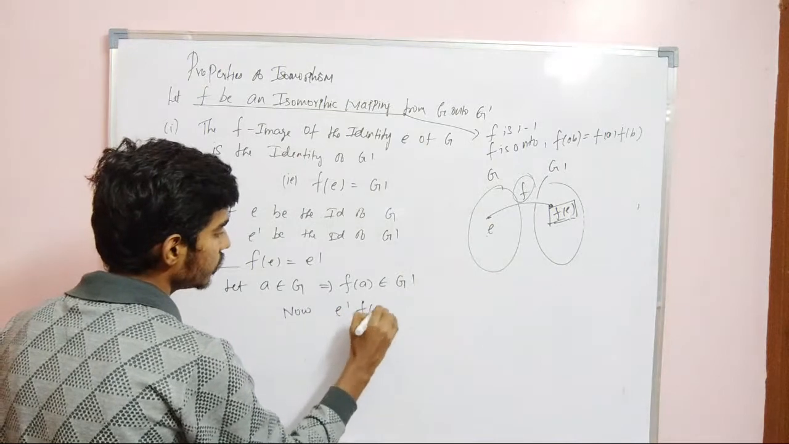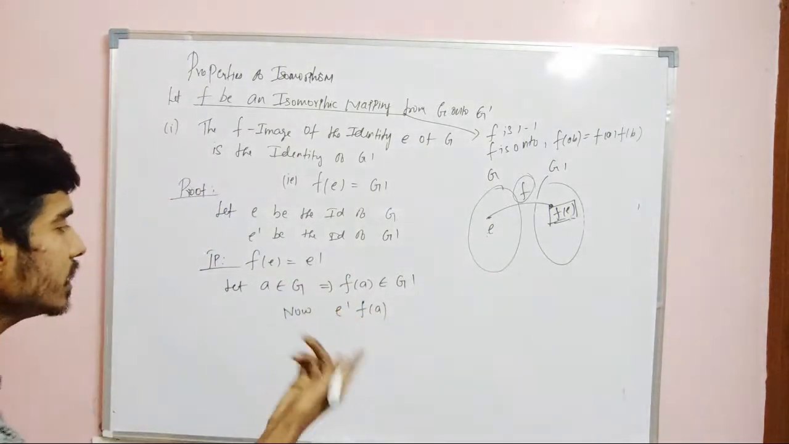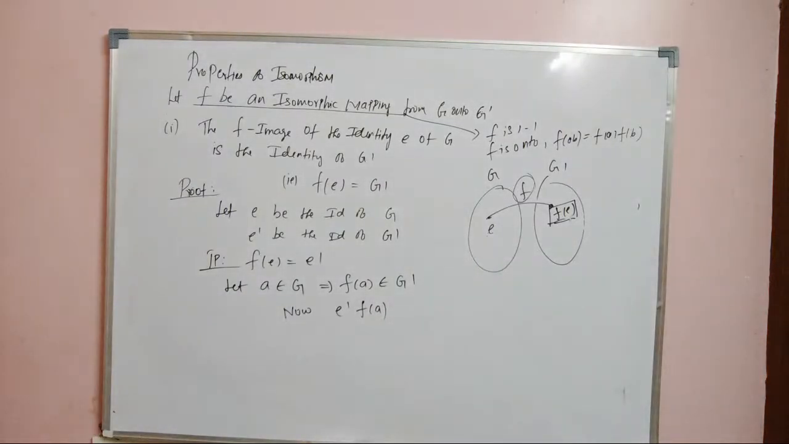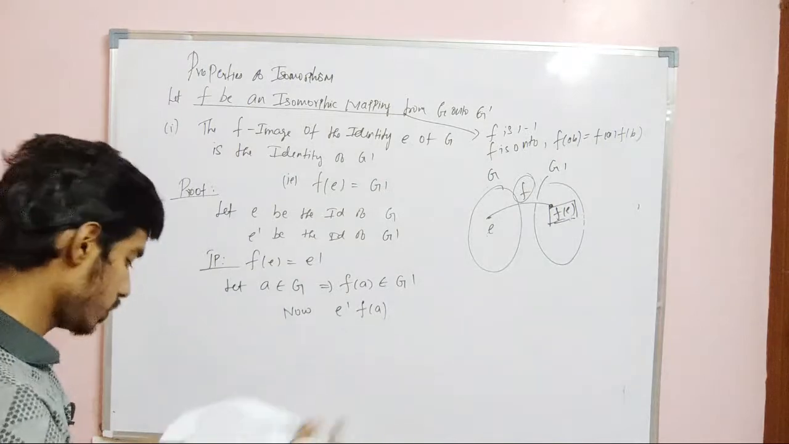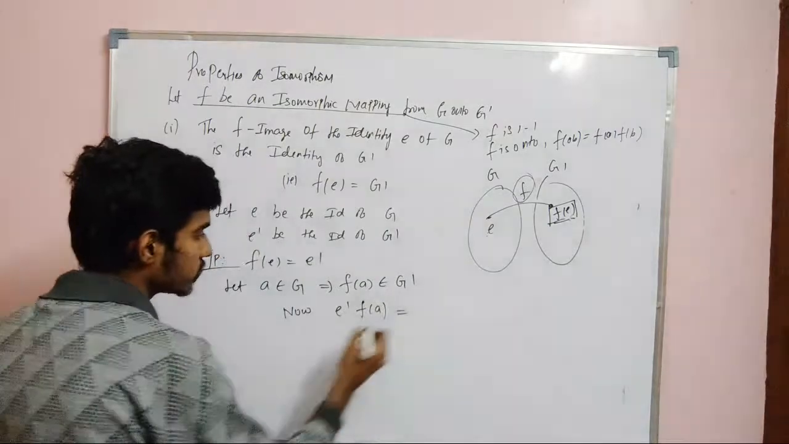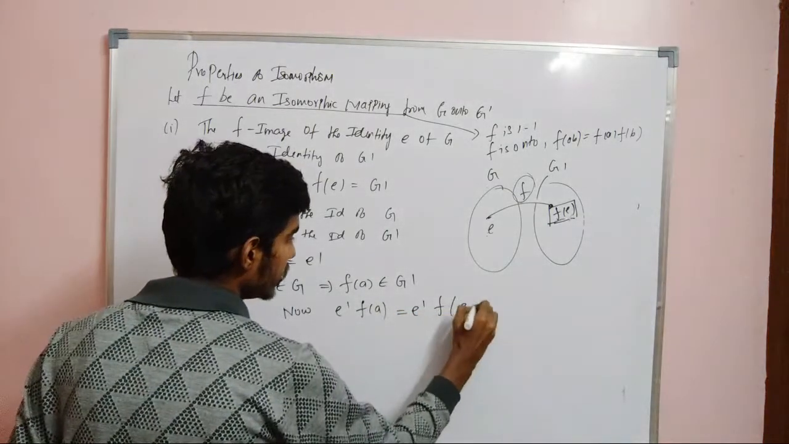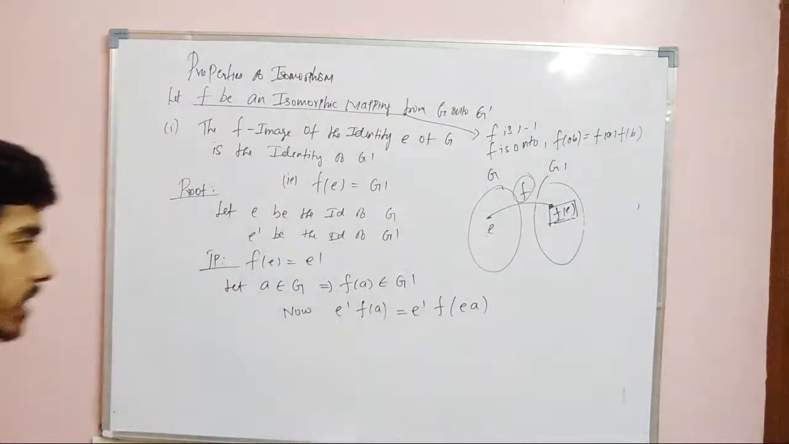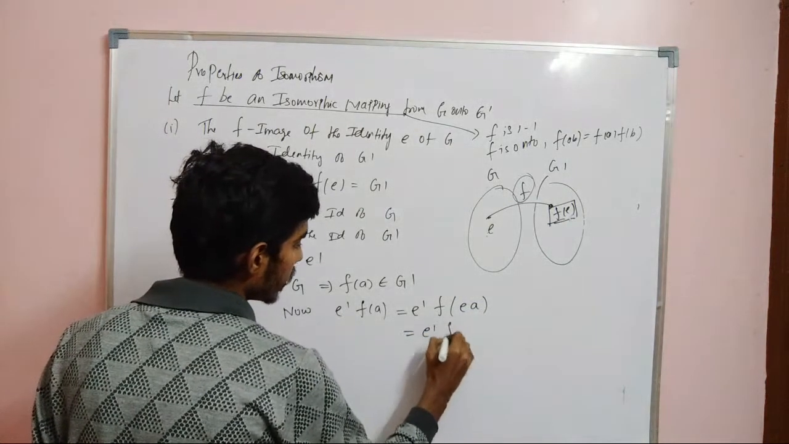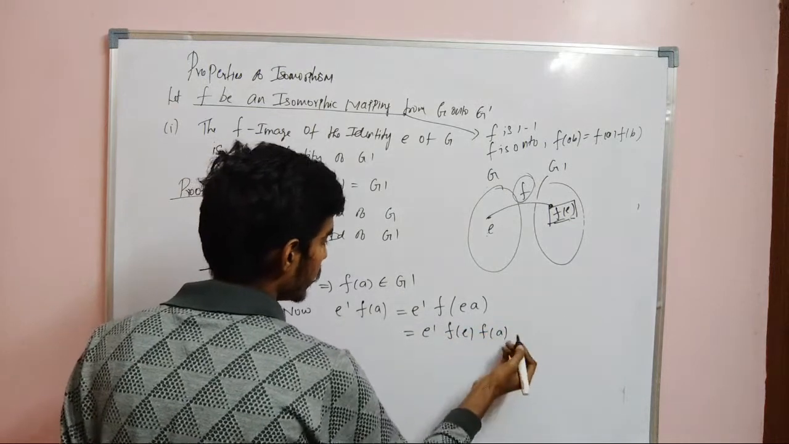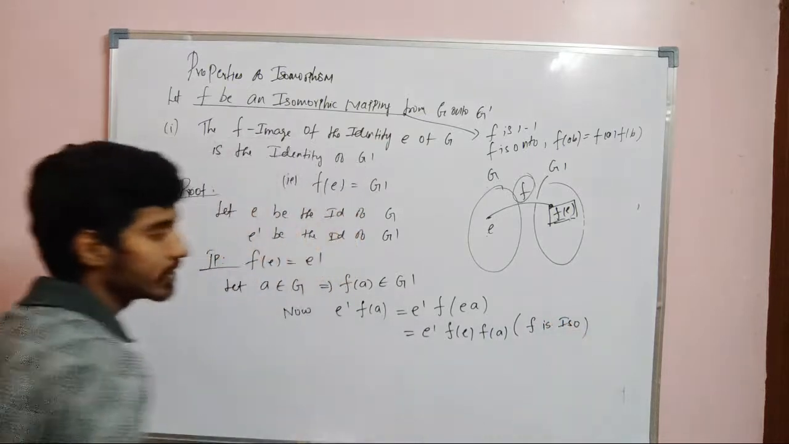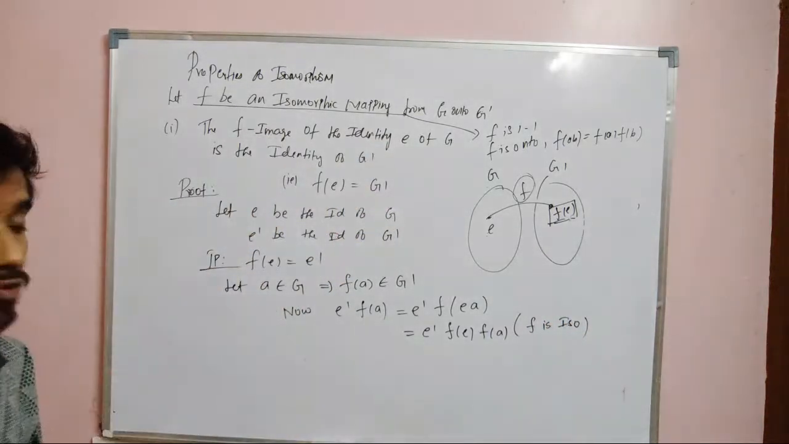E dash into F of A, that is F of E into F of A, right? Now we are finding E dash into F of A. So what is E dash? E dash is the identity of G dash. So I can write A as E into A, right? That will not change. We already know F is an isomorphism, so I can write this as F of E into F of A. Why? Because F is iso, that is F of AB is equal to F of A into F of B.